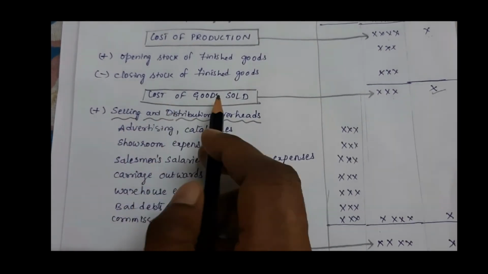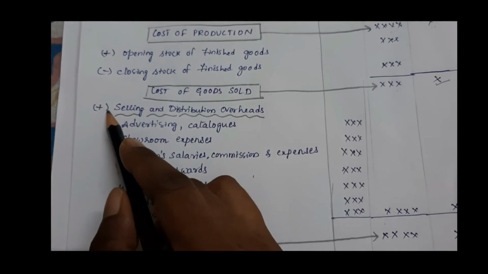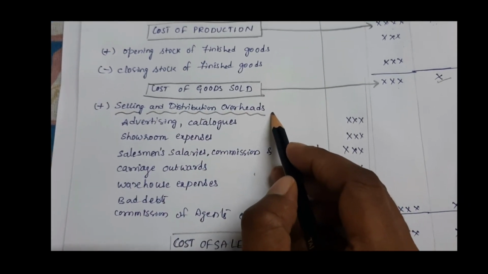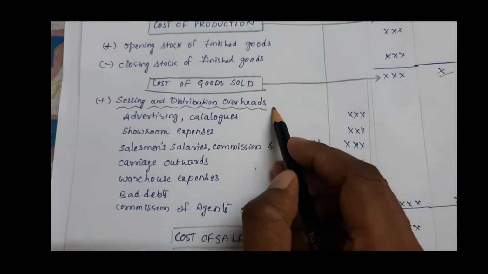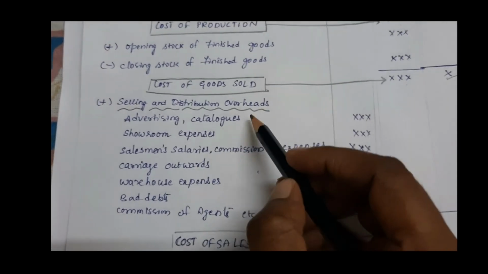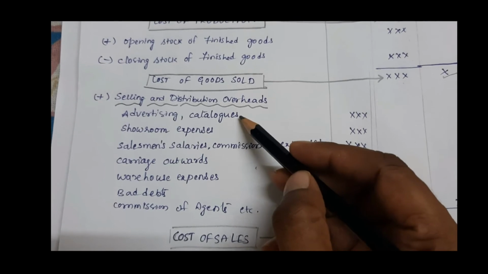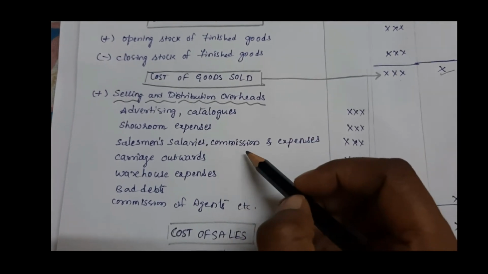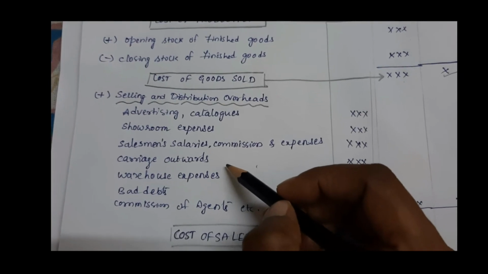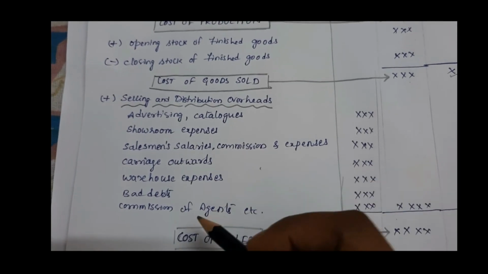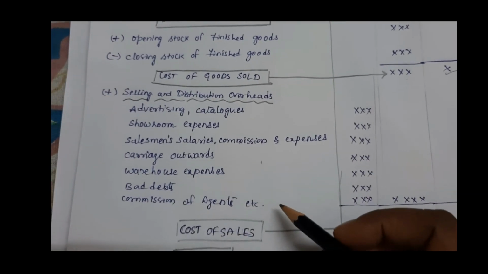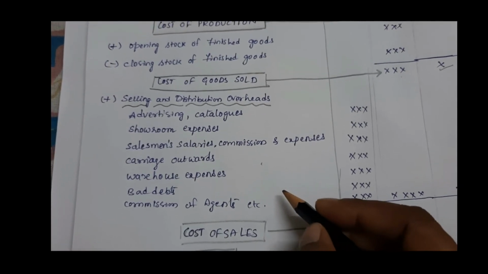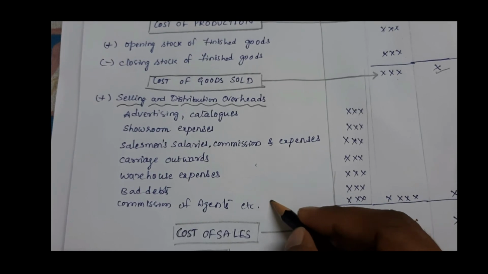And after getting cost of goods sold, we need to add selling and distribution overheads here. Means all related selling and distribution expenses will be written here. So these may include advertising, catalogs, showroom expenses, salesman salaries, commission and expenses, carriage outwards, warehouse expenses, bad debts, commission of agents, any other traveling expenses or any expenses incurred for selling the products will be included here.